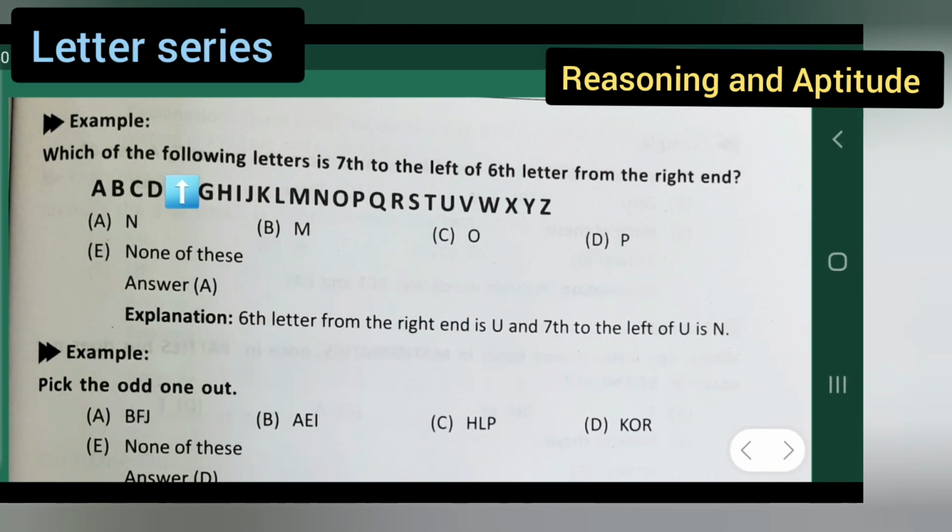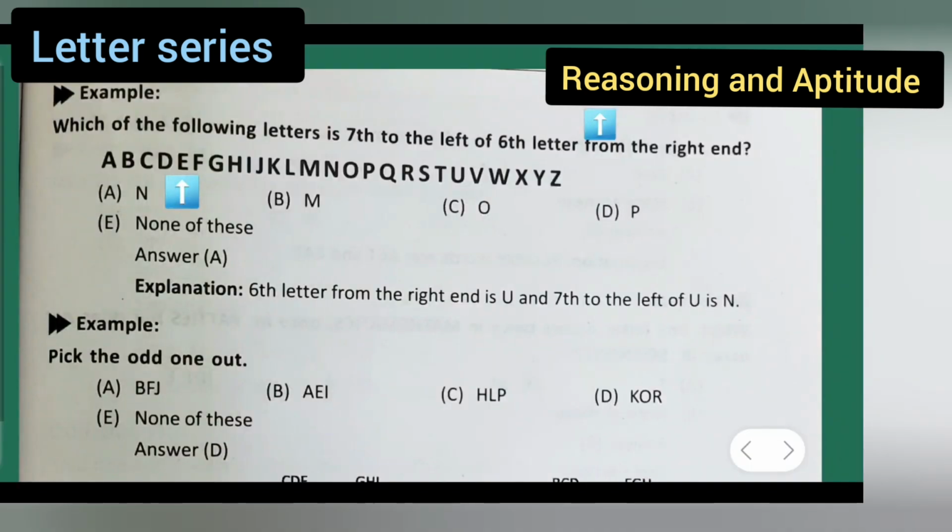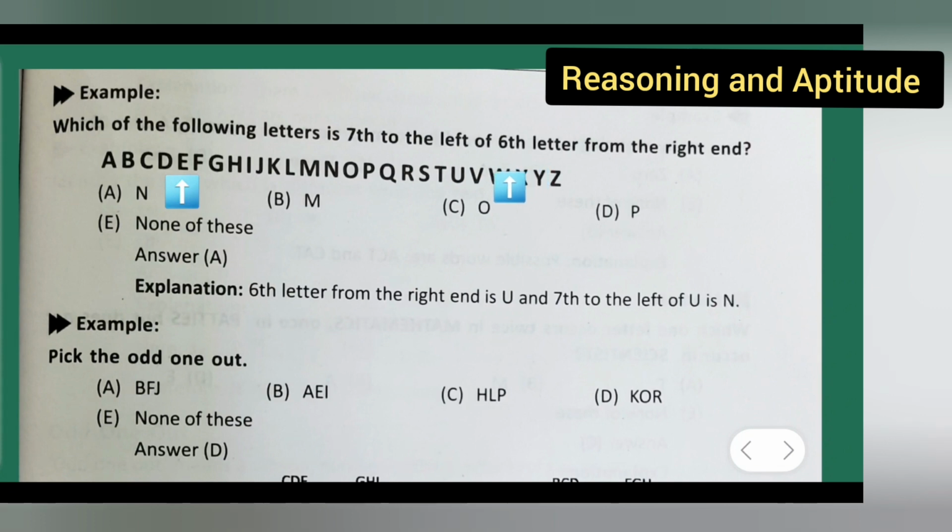So which of the following letters is 7th to the left? 7th to the left means 1, 2, 3, 4, 5, 6, 7. The 6th letter from the right end is U. Okay, from the right side, the 6th letter is U, and 7th to the left of U is N. So option A is the correct option. The reason I have given here only. You can read the reason.